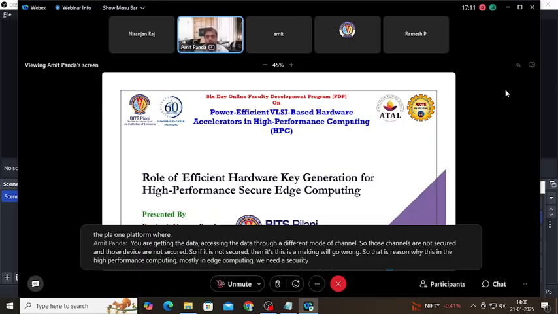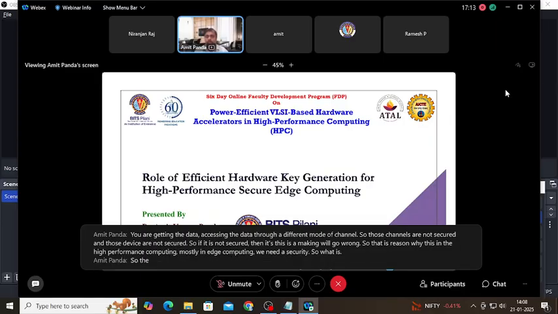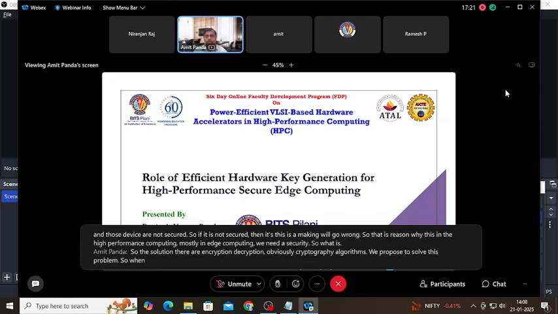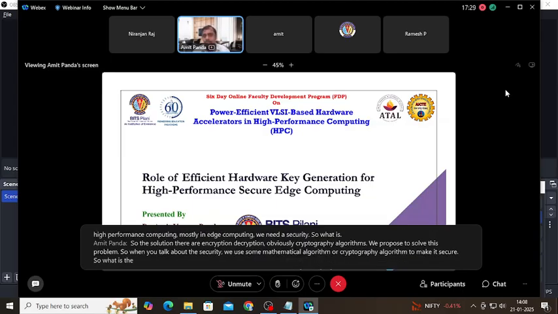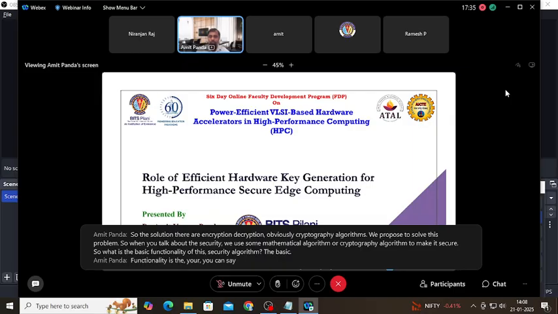So what is the solution? The solution is encryption, decryption, obviously cryptography algorithms we propose to solve this problem. When you talk about security, we use mathematical or cryptography algorithms to make it secure. So what is the basic functionality of this security algorithm? The basic functionality is, you can say, what happened?